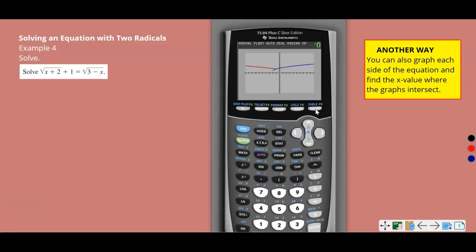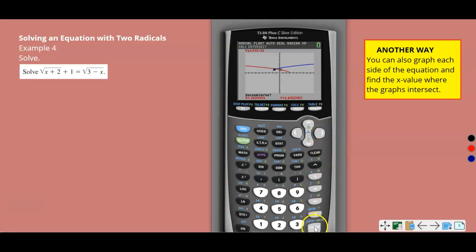The point where they intersect would be the solution. You can see that they intersect right in here. So we can do second trace and find the intersection point, which is number 5. It says first curve, but we have to scroll to the left of the point we're trying to get, and then scroll to the other side.